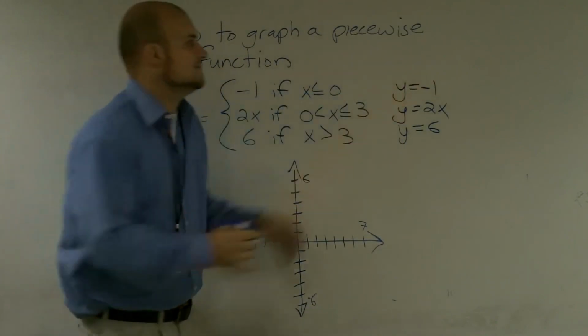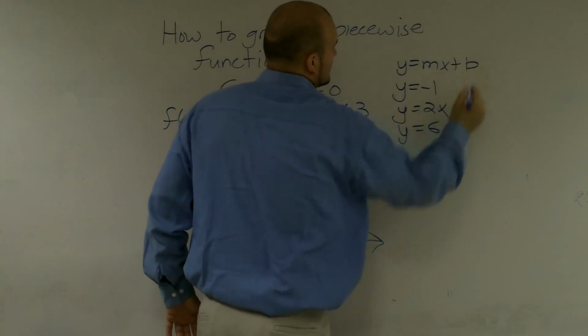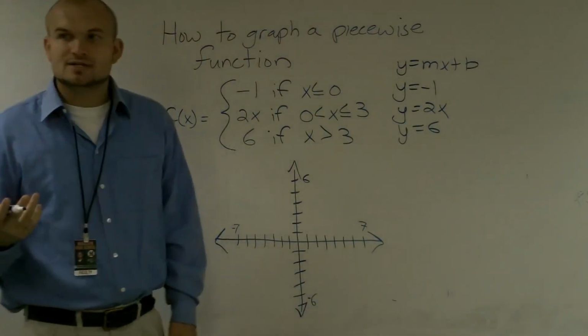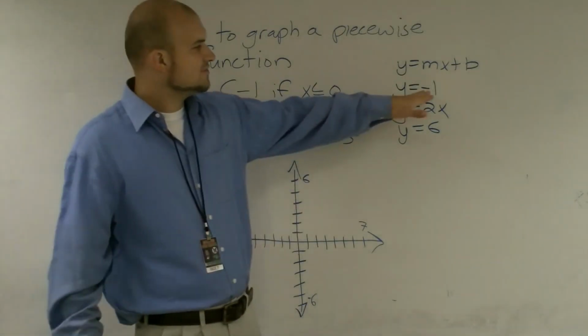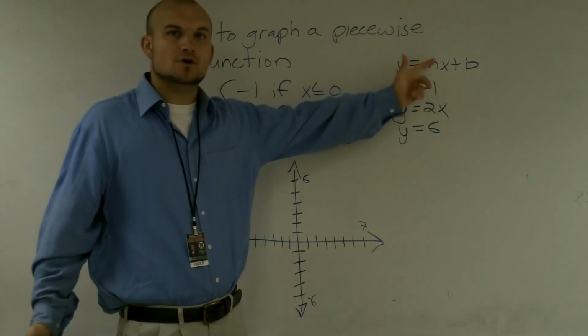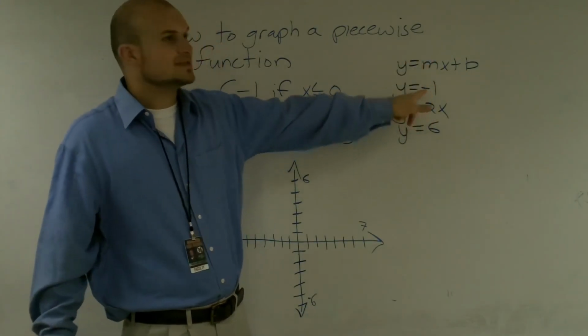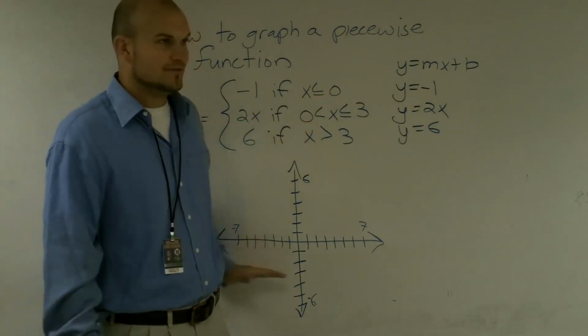I need to say, all right, if I remember my y equals mx plus b form, what is going to be the y-intercept for each one of these equations, and then what is going to be the slope? If I look at this first one, I notice that there is no x, so therefore I have no slope. And my y-intercept is just -1. Therefore, this is going to be a constant line at -1.